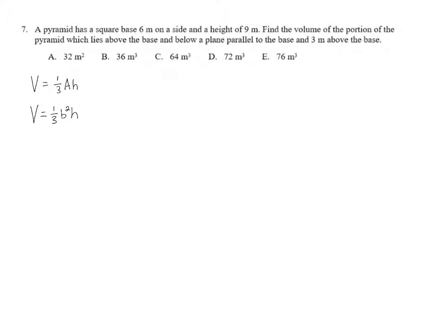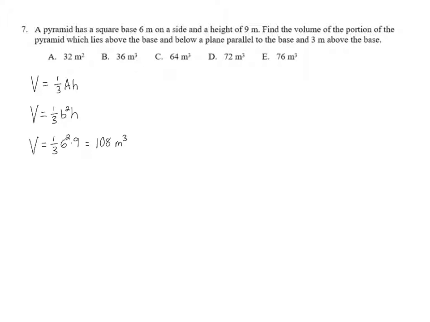For the particular pyramid that we're looking at, if we consider the whole pyramid, we know that that's going to end up being 1/3 times the side of the base, which is 6 squared, times the height, which is 9. And that ends up being 108. In this case, we're looking at meters cubed. But we don't want the volume of the whole pyramid. We want the volume of the portion that lies above the base and below a plane parallel to the base 3 meters above the base.